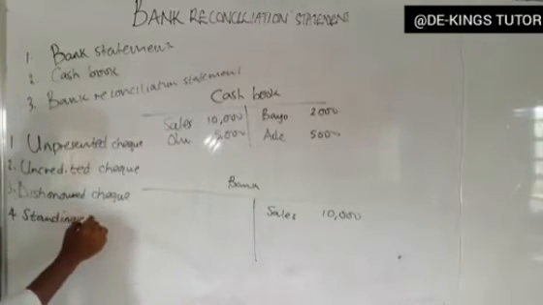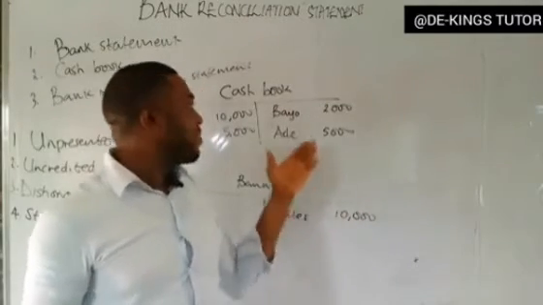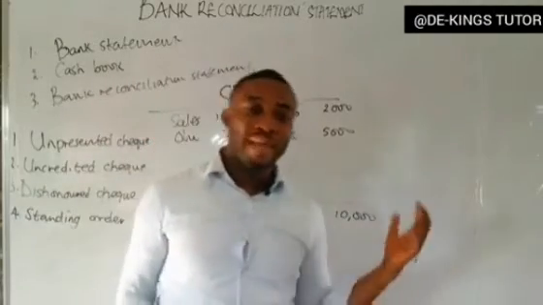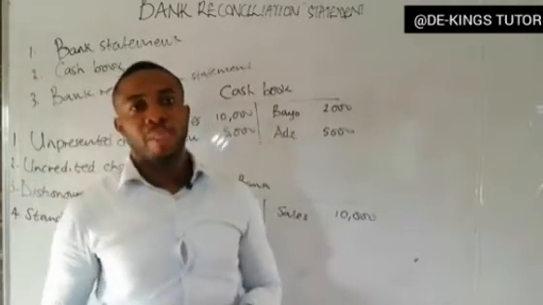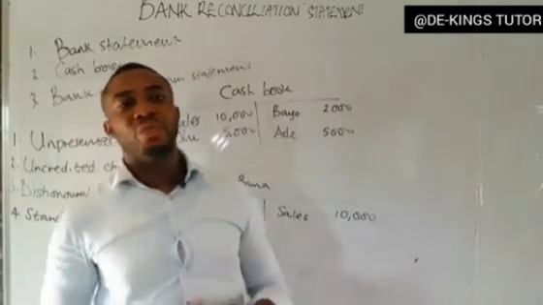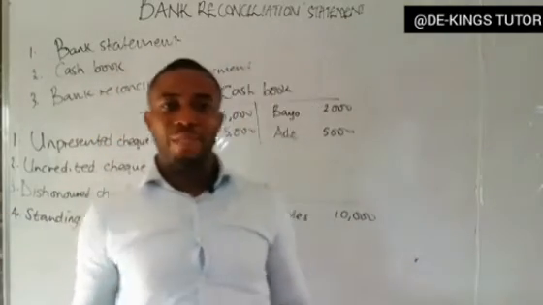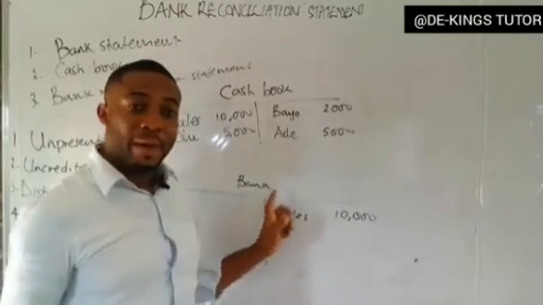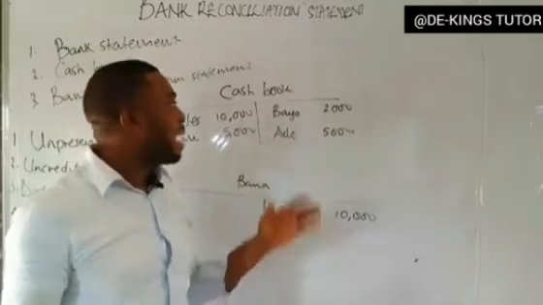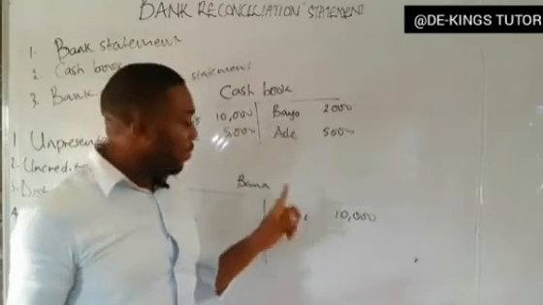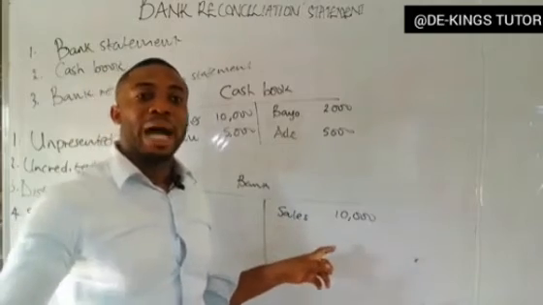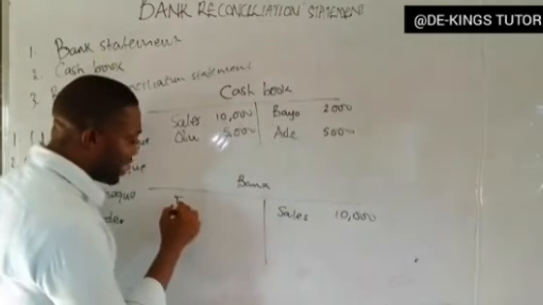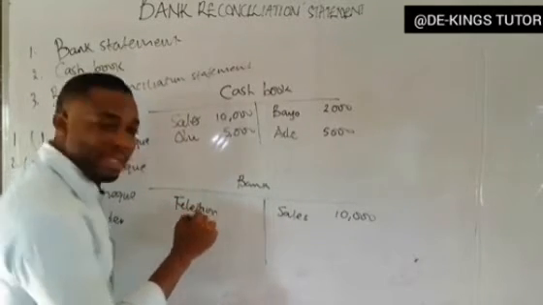standing order. A standing order is an order given by the businessman to the bank to pay on his behalf, for instance, telephone bills, power holding bills, water bills, and all that. Okay, so if the order has been given by the businessman to the bank, sometimes the businessman might have forgotten, but the bank will be consistent. So once the bank pays that money, it will debit his account. For instance, let's say telephone bill, it will be debited.